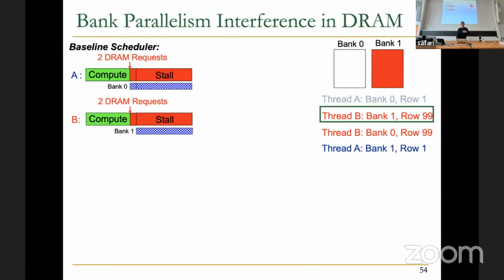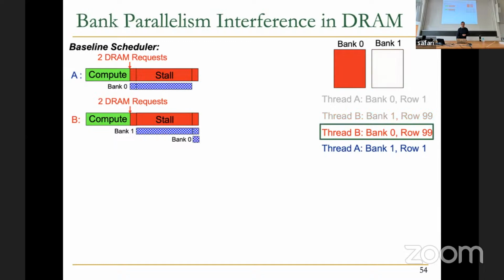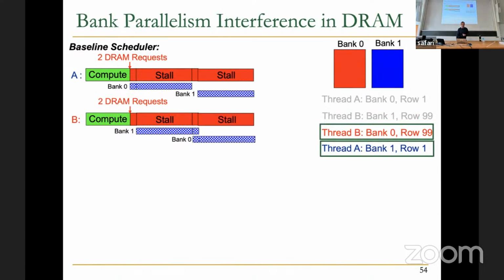And then thread A's request to bank 0 is done. Thread B's request to bank 0 is scheduled. Threads continue to stall. And then thread B's request to bank 1 is done. And then thread A's request to bank 1 is scheduled because we're going through this order. And both threads continue to stall.